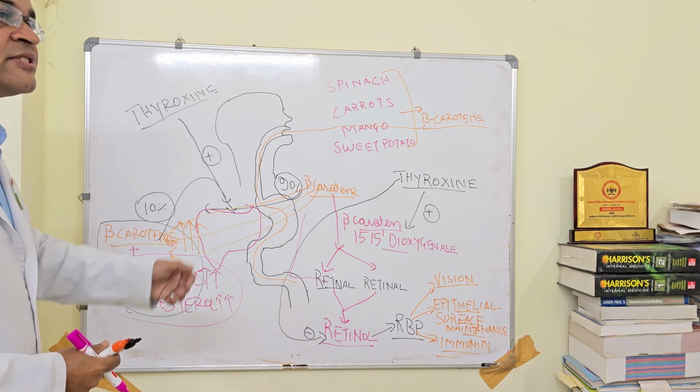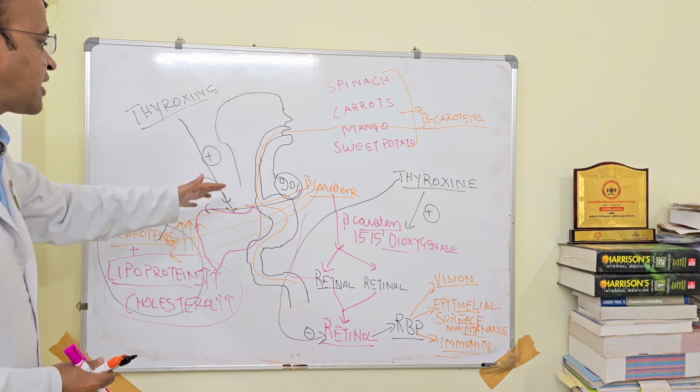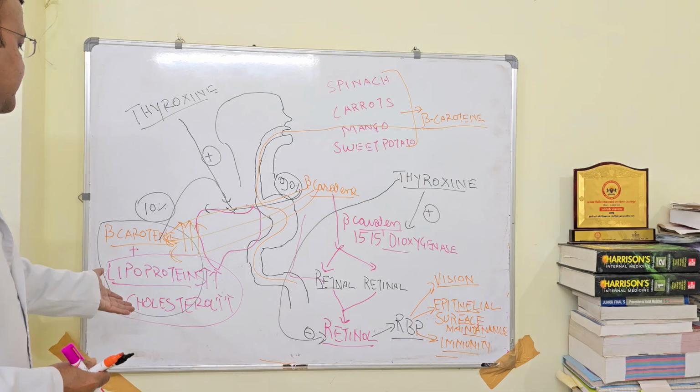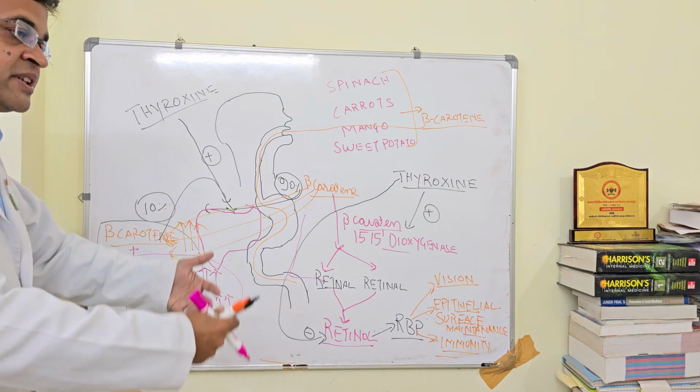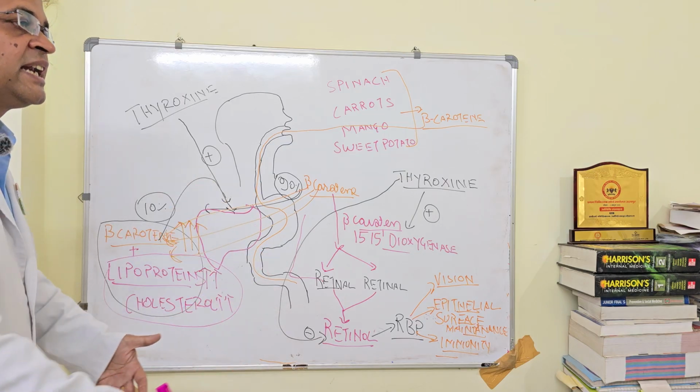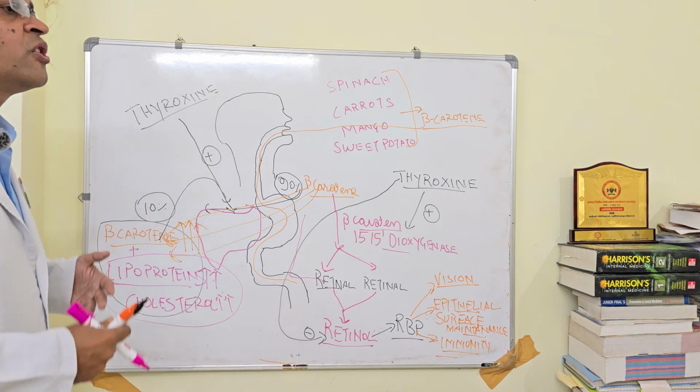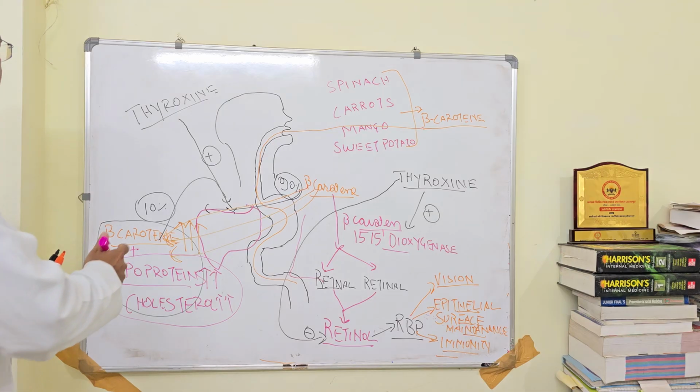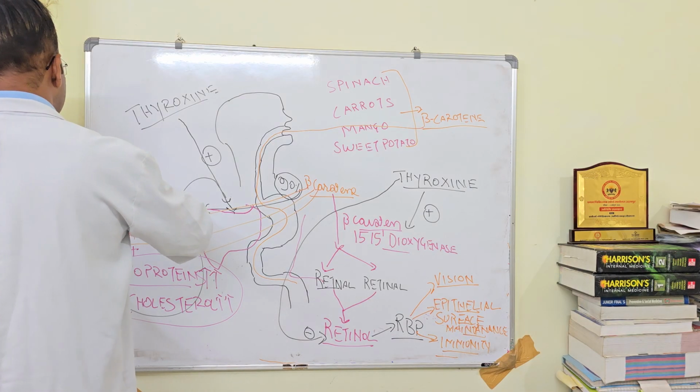First thing is uptake is not happening because there is not enough thyroxine to stimulate the uptake. Second thing is the carriers have increased, lipoproteins have increased, cholesterol has increased. So now it can stay in blood circulation for a longer time, right? And this beta carotene is actually lipophilic.